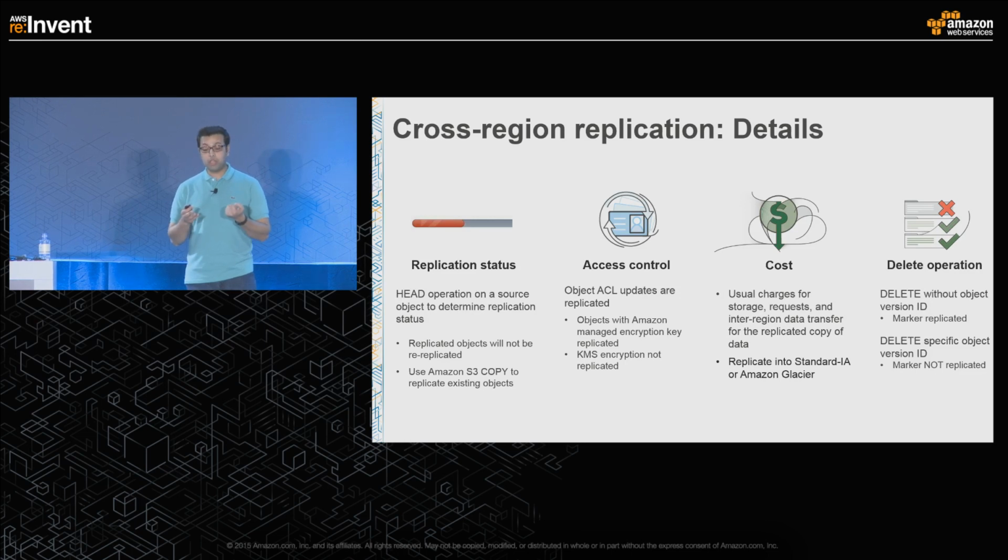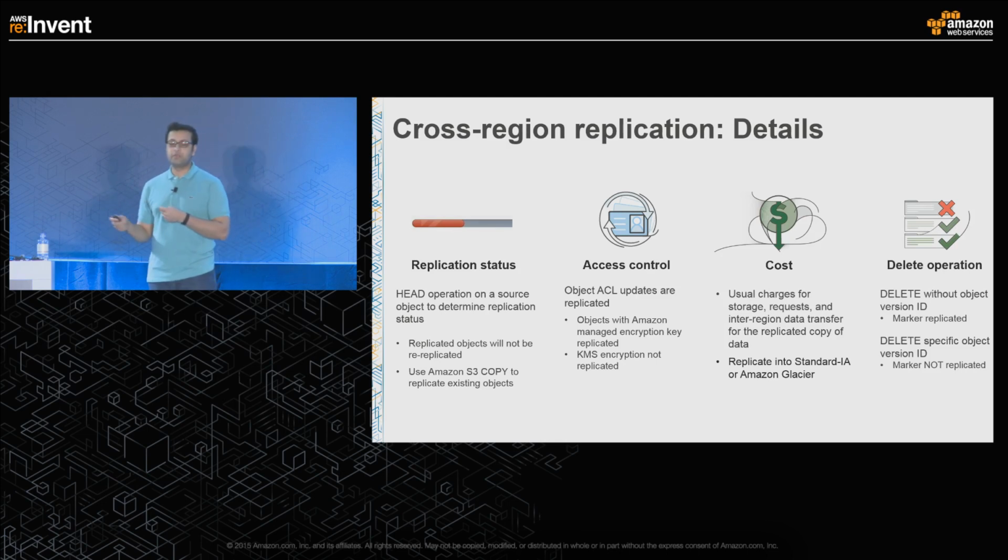Now, for cross-region replication, if you delete an object without the version ID, that delete marker is in fact replicated because the object is not removed and you can always get back to it. But if you specify a version ID and remove that object, that action is not replicated. So on your destination bucket, the object will still be there and you have to specifically remove that.